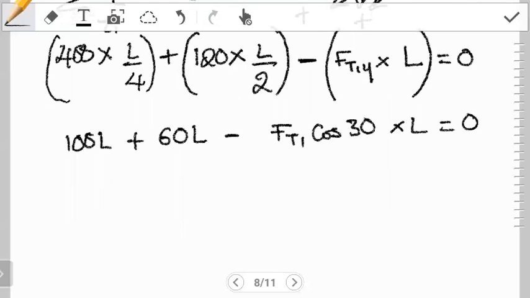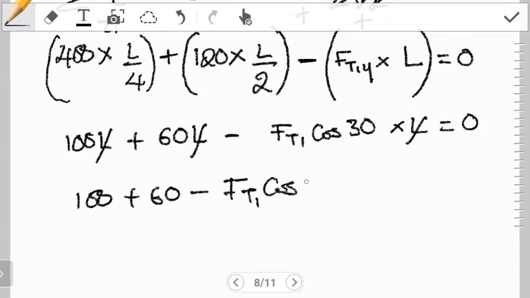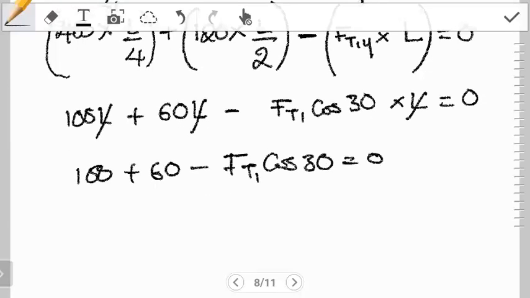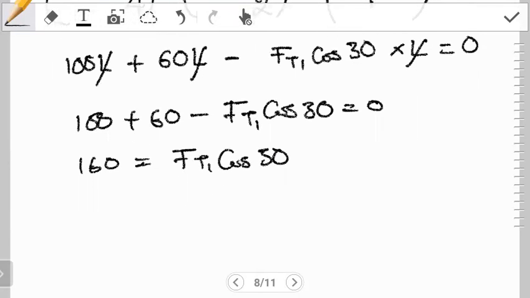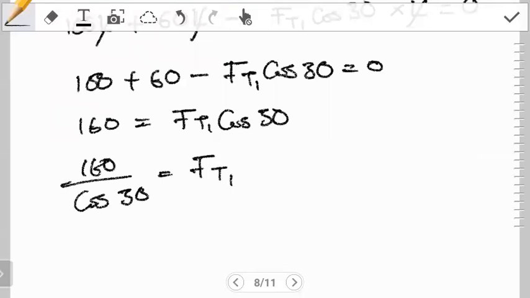Now, here, the L, notice that it can cancel out throughout. It's there on each term and they are multiplying. So you can factor it out and then divide both sides. So we remain with 100 plus 60 minus FT1 cos 30 is equal to 0. The FT1 cos 30 goes the other side. You can add this, you get 160 is equal to FT1 cos 30. So divide both sides by cos 30. You now have 160 over cos 30 is equal to FT1. Then from here, when you simplify this, you should be able to find FT1 as 184.8 newtons.